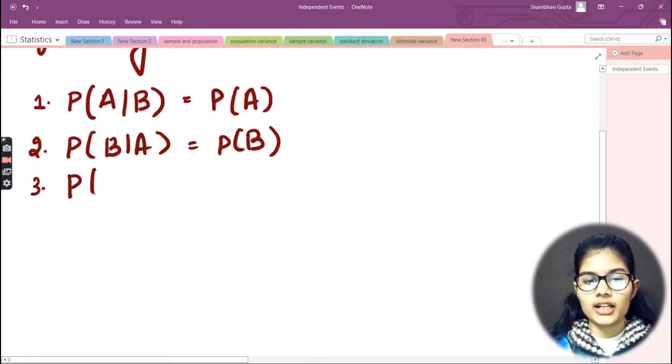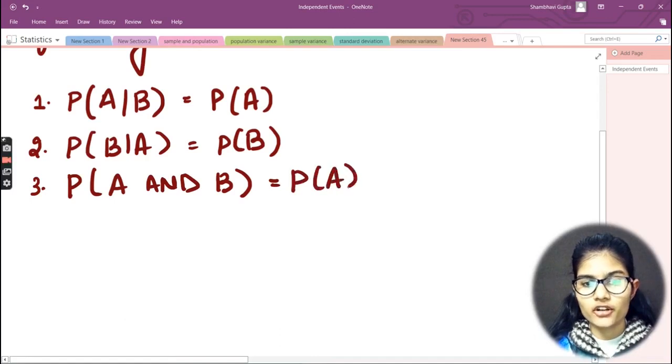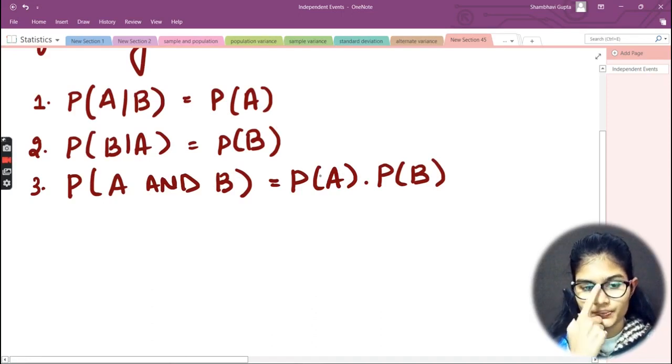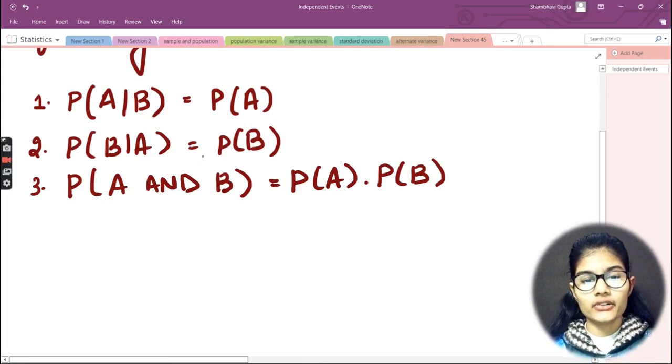Now comes my third condition: the probability of A and B is equal to the probability of A times the probability of B. So right here we have the probability of A given B equal to the probability of A, the probability of B given A equal to the probability of B, and the probability of A and B equal to the probability of A times the probability of B. Now if the conditions mentioned up here are true, then in that case we say that the two events are independent.